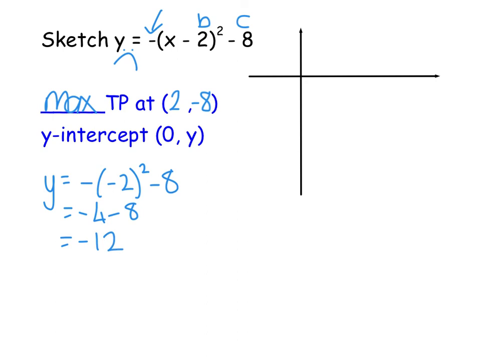So I have a sad face somewhere at 2, negative 8. So it's going to be down in this quarter again. So I'm just going to draw a wee sad face. And there is 2, negative 8, and my y-intercept was negative 12.